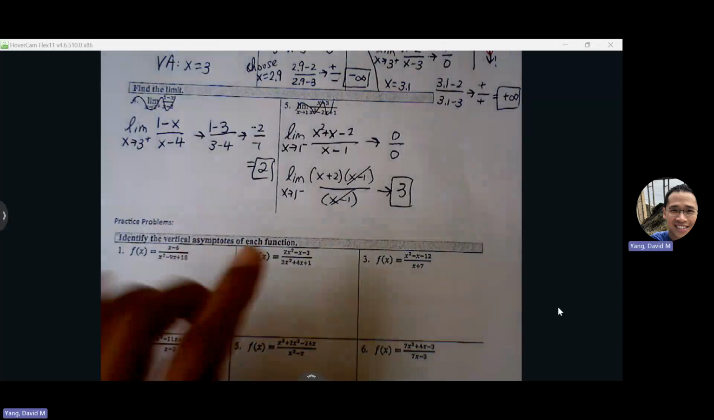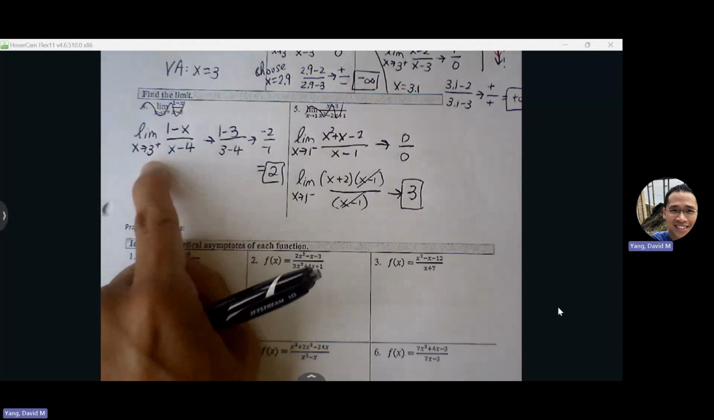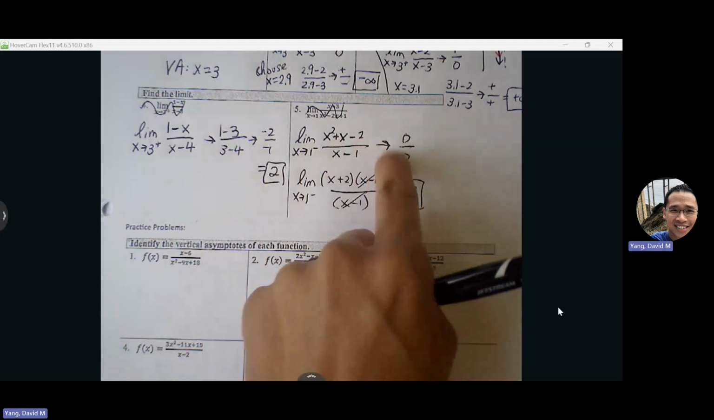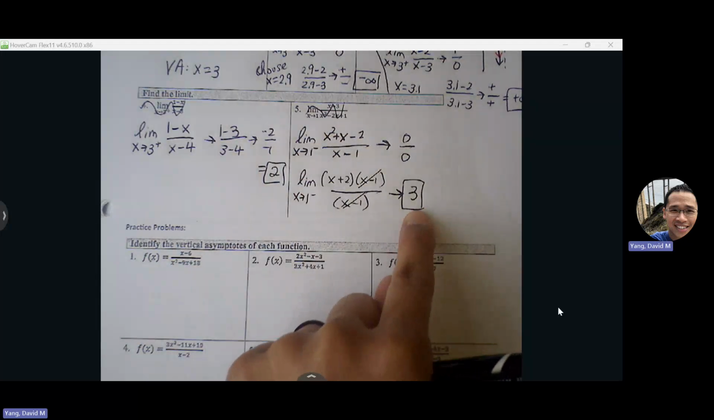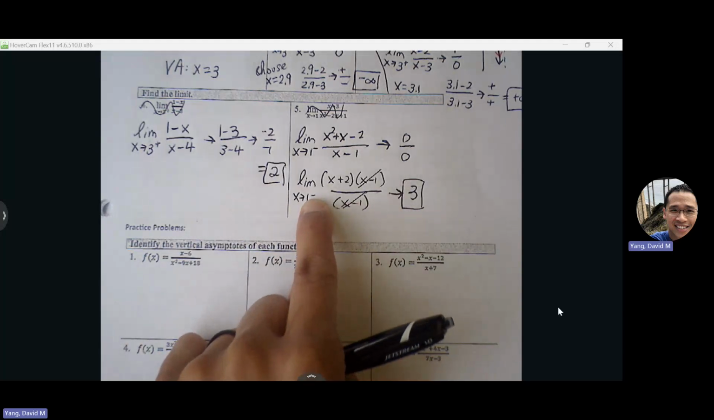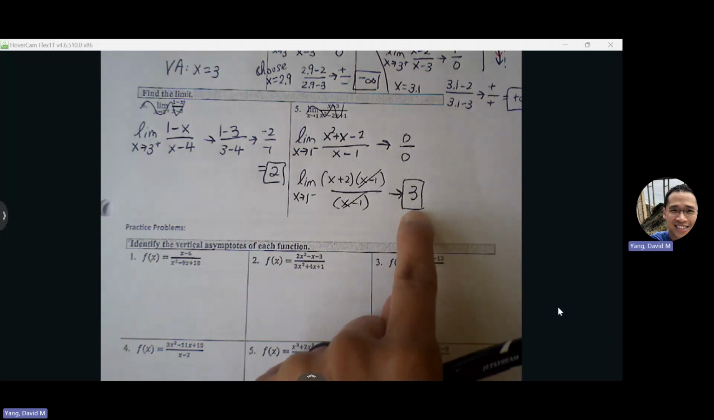No decimals, right? If direct substitution gives you a real number, there's no decimals. If there's a hole in the graph, no decimals either, right? Because the limit exists. So it doesn't matter if we're coming from the left side or the right side, we're going to get an agreement of 3. Right? So decimals only if there is a vertical asymptote after direct substitution.